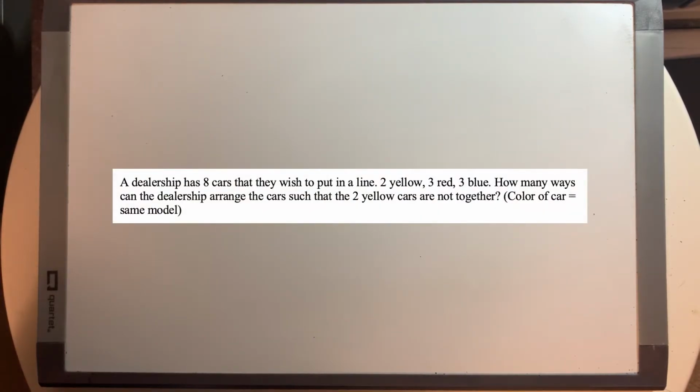Okay, so we have a second problem here, and it's the exact same type of problem, dealing with a car dealership. It says 8 cars, 3 red, 3 blue, and 2 yellow, are to be parked in a line. How many unique lines can be formed if the yellow ones must not be together? Assume that the cars of the same color are identical. So if we have 3 red cars, they're all the same model.